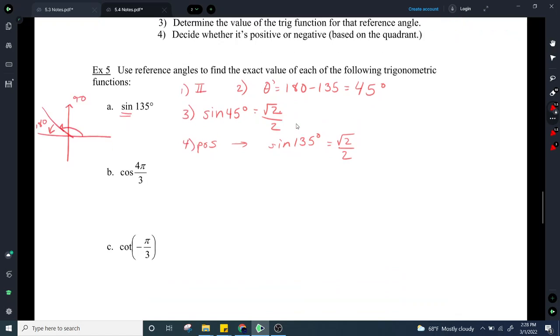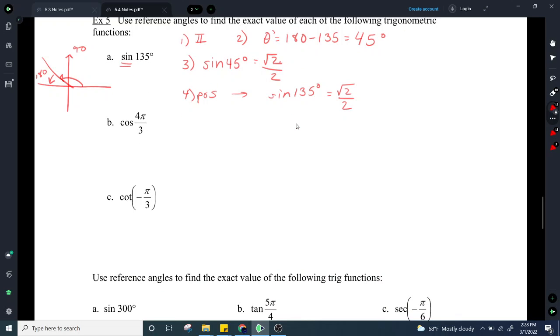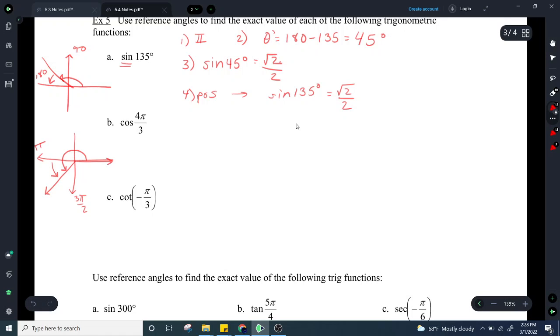Cosine of 4 pi over 3. So let's figure out what quadrant 4 pi over 3 is in first. Remember, this is pi right here. So if I'm at 4/3 of a pi, that's larger than 1. So this would be 1 pi here. 4/3 would put me into the third quadrant right here, a little bit smaller than 3/2 of a pi, somewhere in here. So my reference angle would be this angle right here.